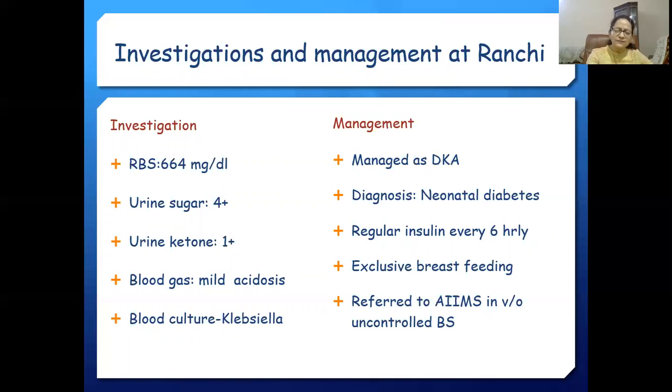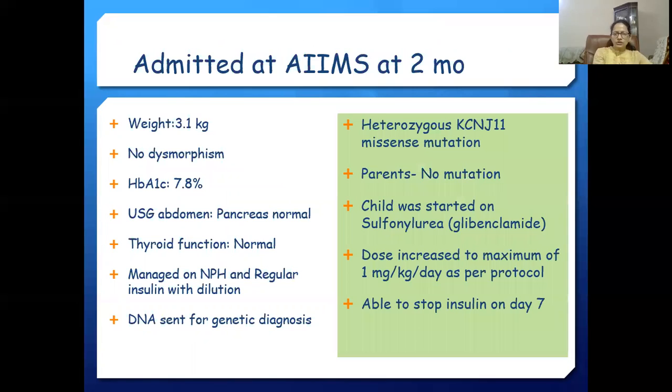So she came to us with all these issues. Here she was admitted at 2 months of age. Her weight was found to be 3.1 kilo at 2 months, which is a slight failure to thrive. There was no dysmorphism. HbA1c was 7.8%, although the utility of HbA1c at this age is not much, because we know that fetal hemoglobin is also there at this age.